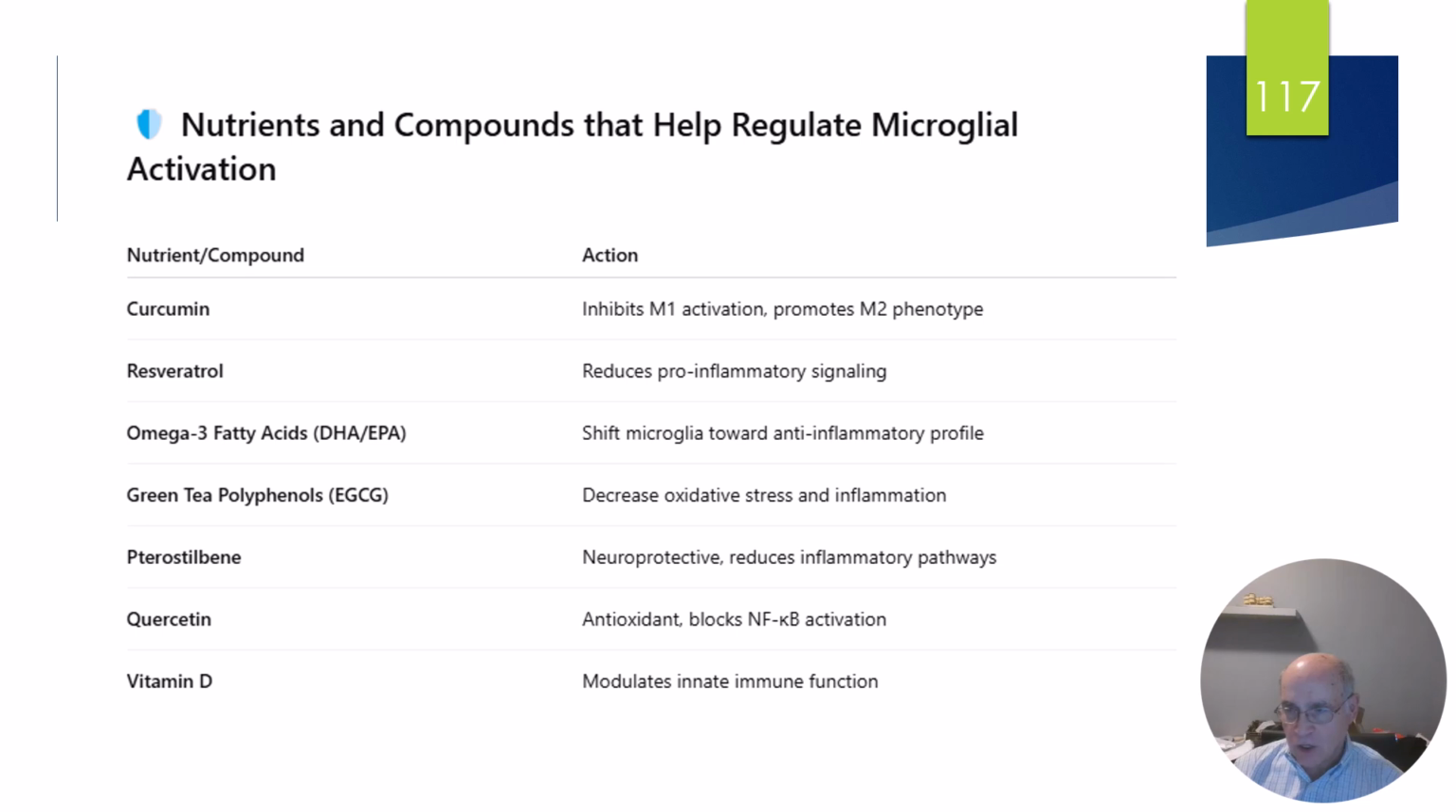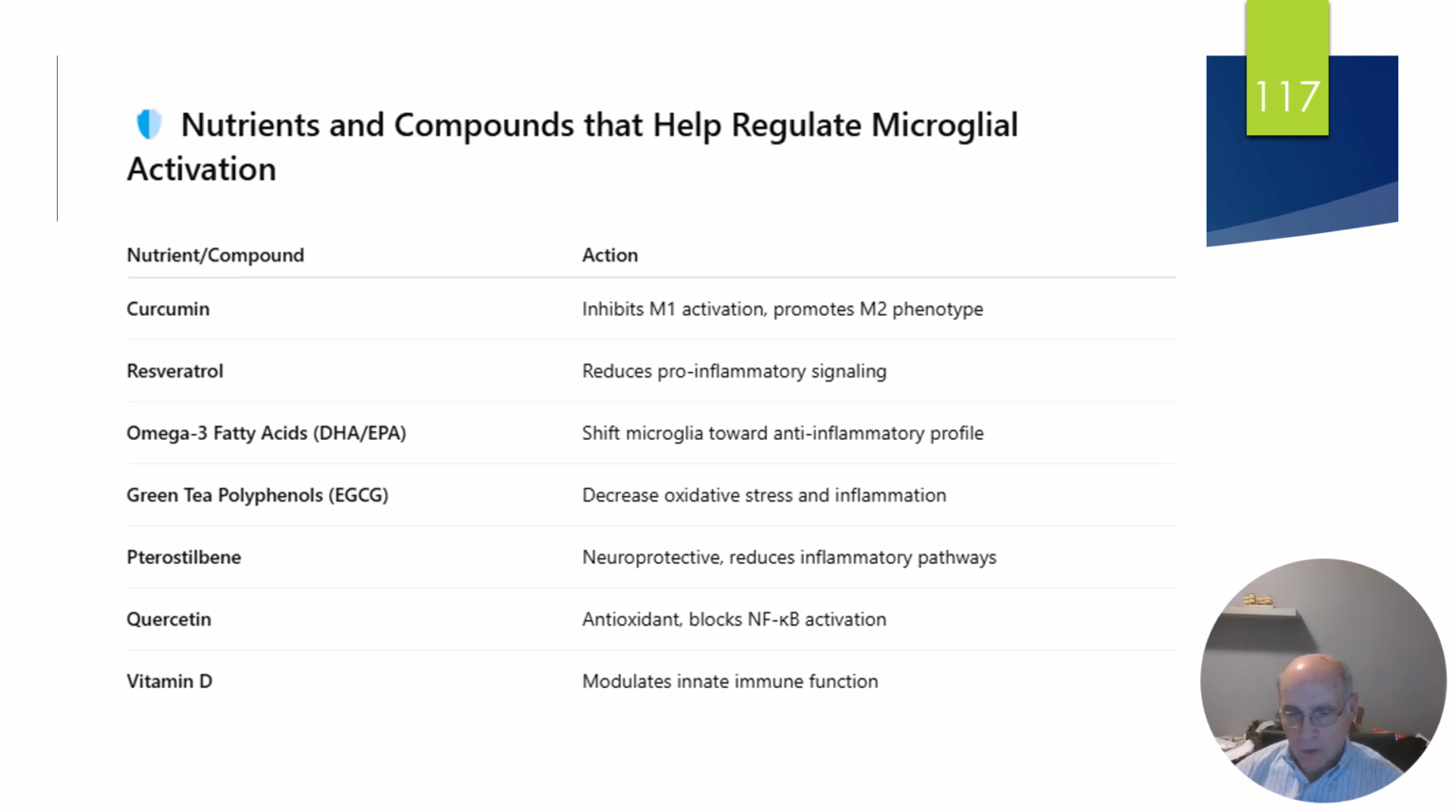Green tea, EGCG, decreases oxidative stress and inflammation. Stearolinide is a neuroprotective antioxidant. Quercetin, which is my favorite, because it's not only a powerful antioxidant, but it blocks NF-kappa B activation.